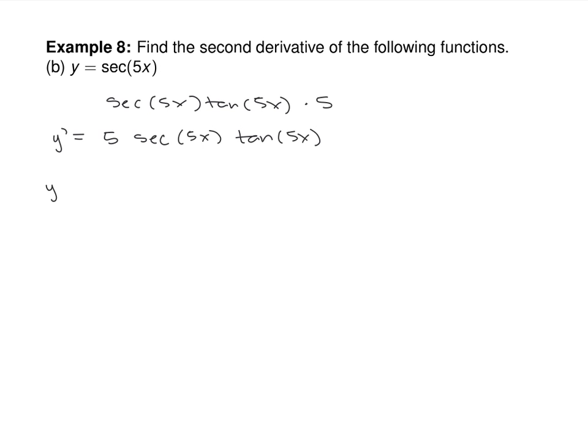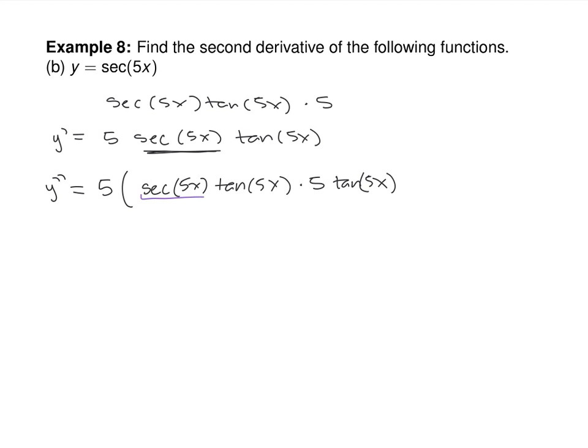Okay, what rule do you have to use to get the second derivative? The product rule. The 5 can just sort of chill, right? Okay, I'm going to do a big old set of parentheses. First, differentiate the secant. So secant 5x tan 5x times another 5, right?